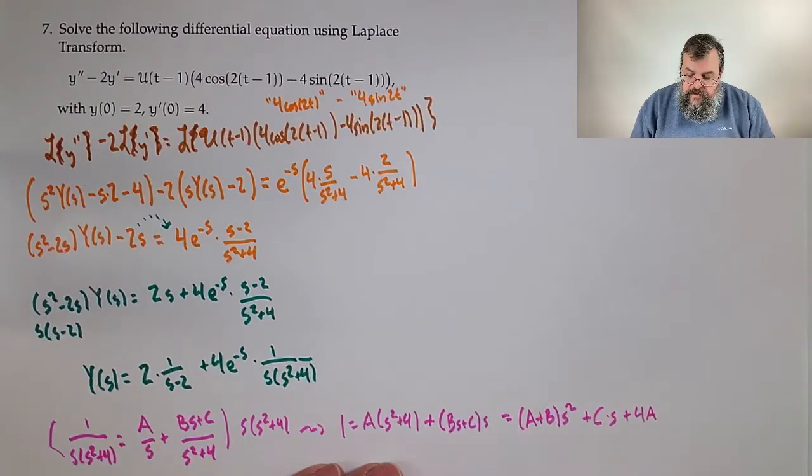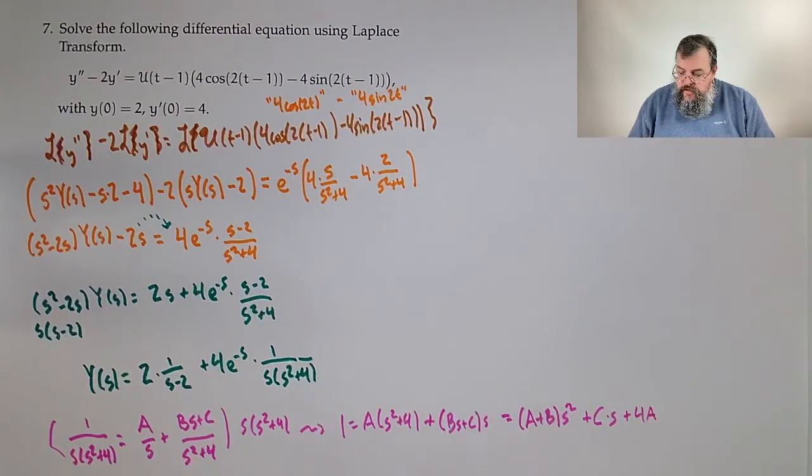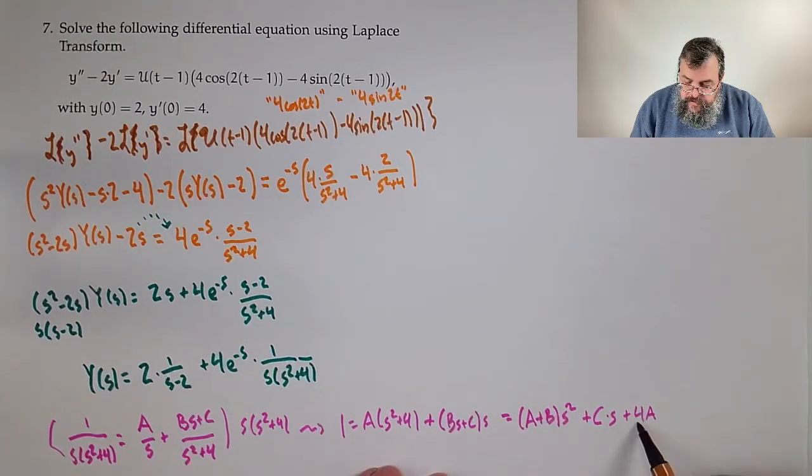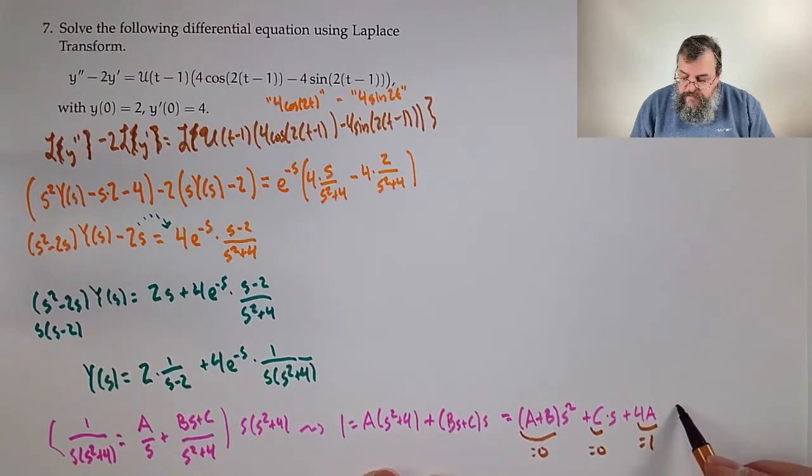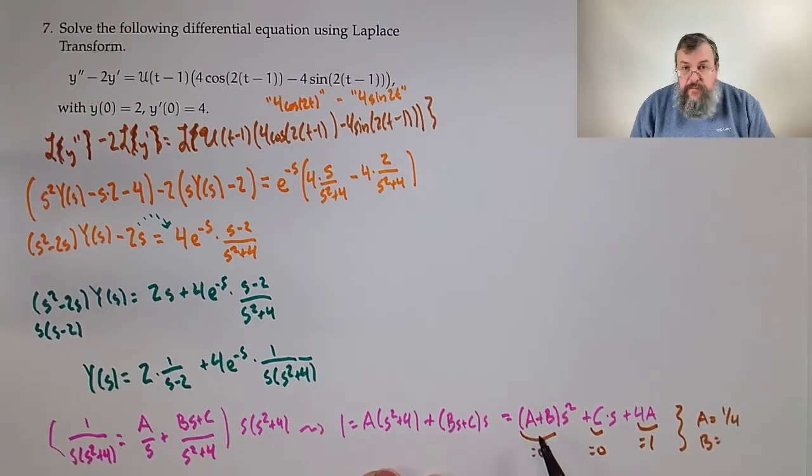And now we start saying, looking at these coefficients, the constant term has to match the constant term. So this equals 1. What's in front of s has to match what's in front of s, so that equals 0. What's in front of s squared has to match what's in front of s squared, so that equals 0. So we come to the conclusion, a equals 1/4, b equals, well, a plus b equals 0, so b is minus a, minus 1/4, and c equals 0.